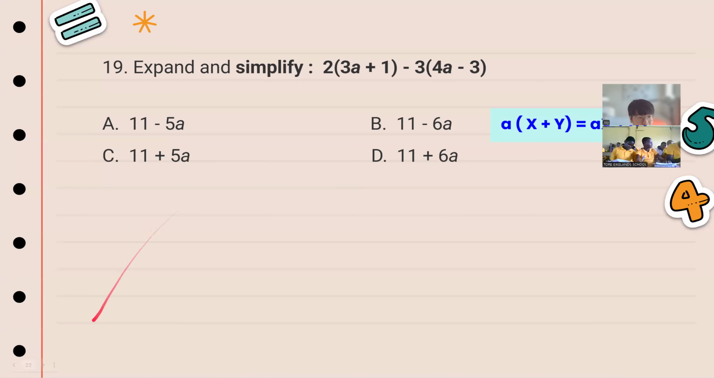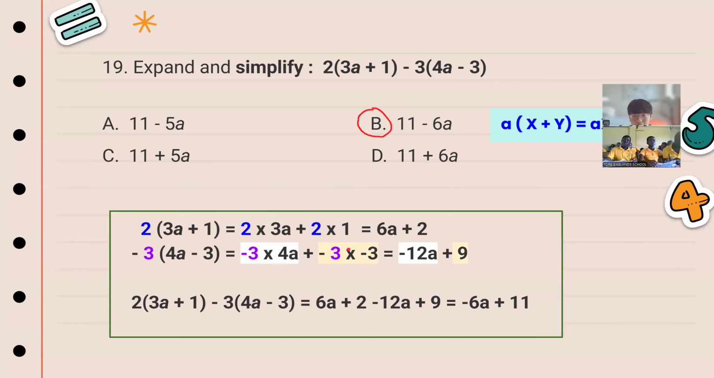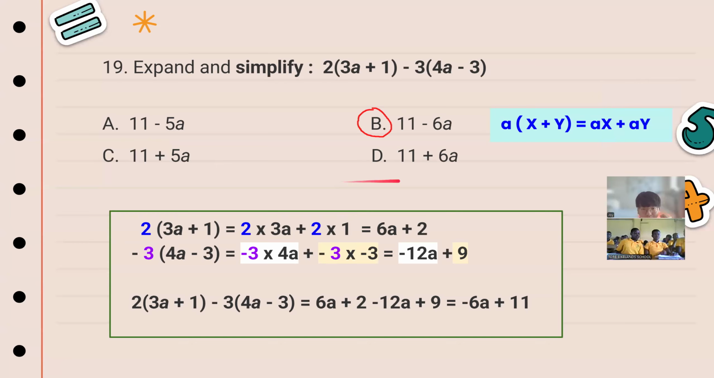Does everyone agree it is B? What do you think? B. Yeah, if you said B, that's correct. Great job. This is just a problem of adding like terms and distributing multiplications.